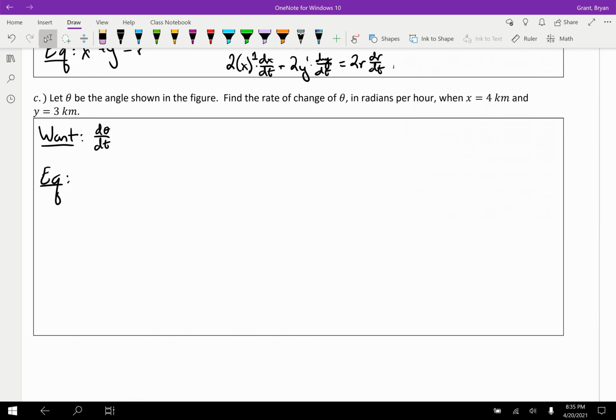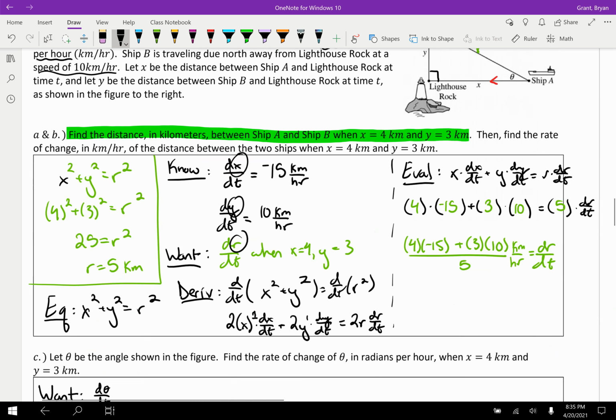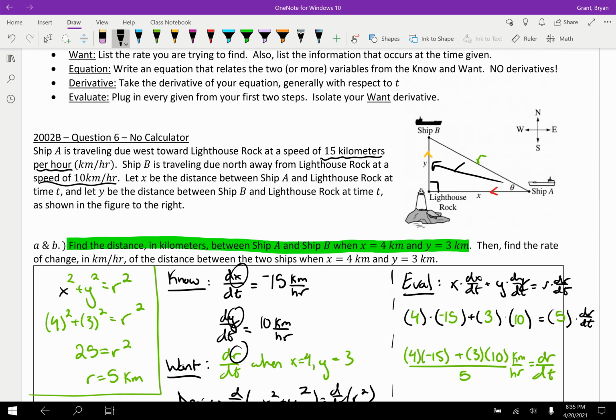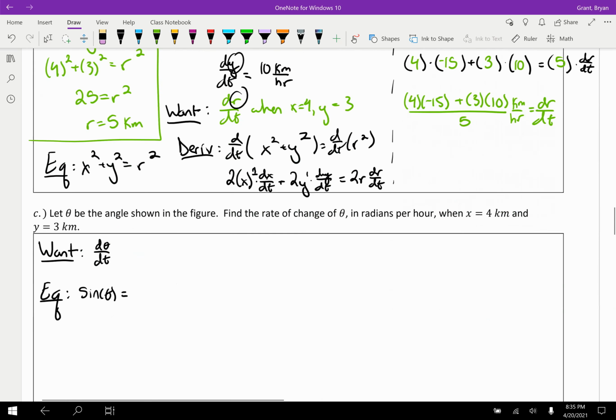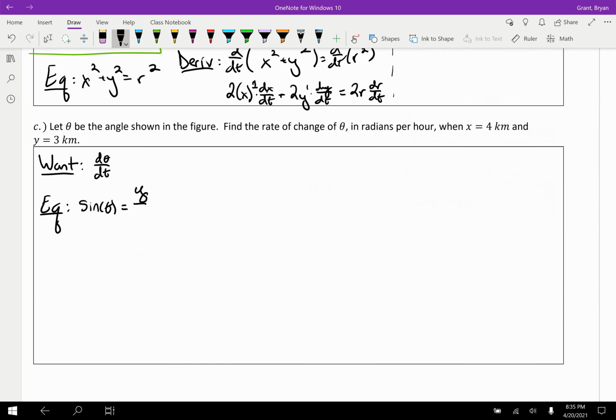So, we could say that the sine of theta, and you might want to pause and just watch me write this first. The sine of theta is the opposite over the hypotenuse, right? So the opposite in this case is y, the hypotenuse is r. So sine of theta equals y over r. Of course, you could do cosine of theta, which will be x over r. You could do tangent of theta, which is going to be y over x.